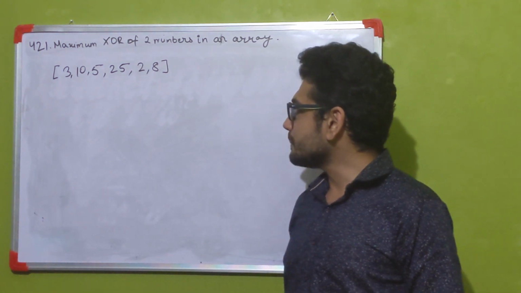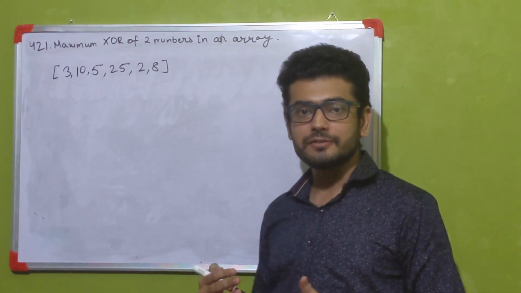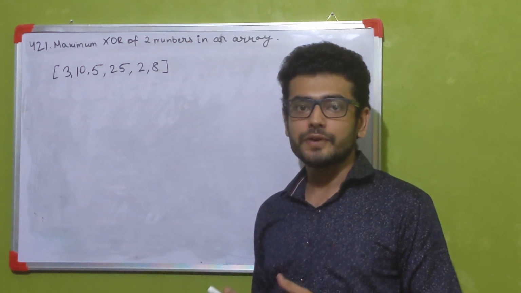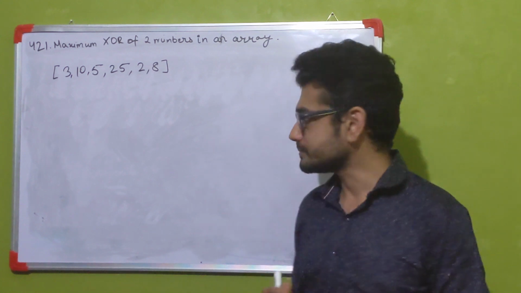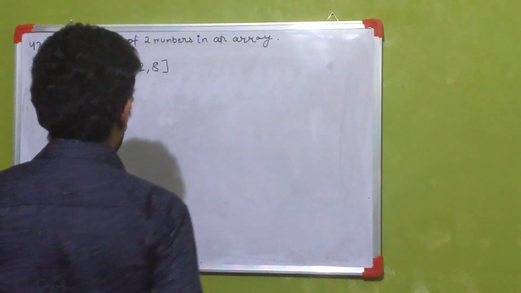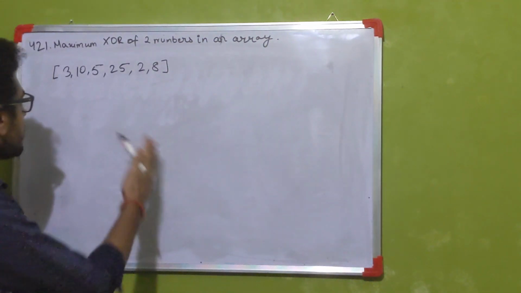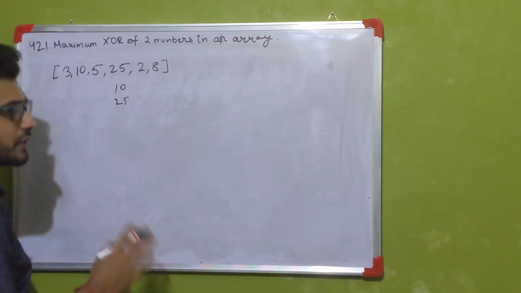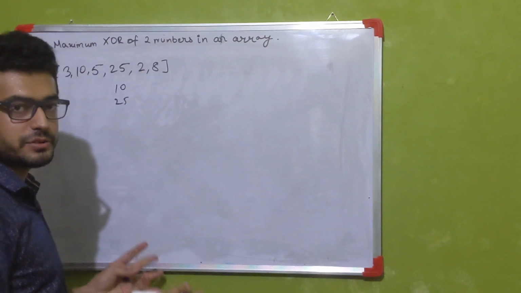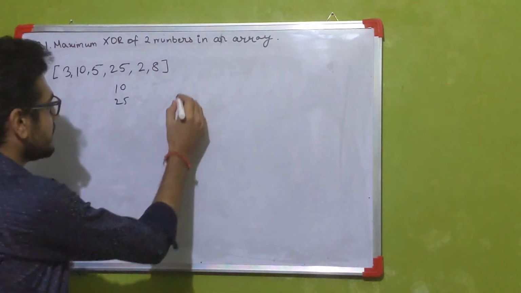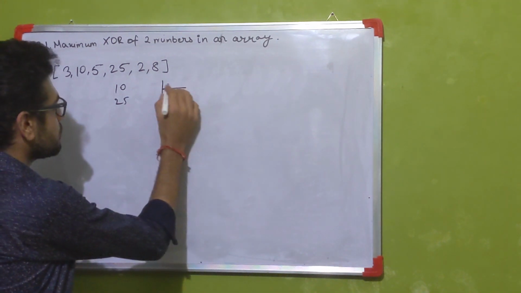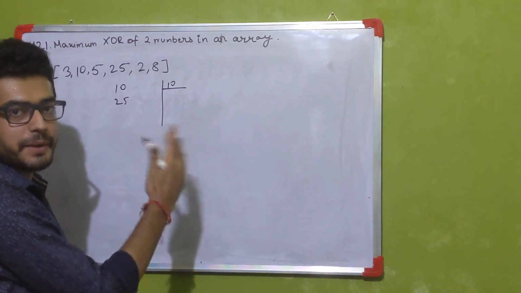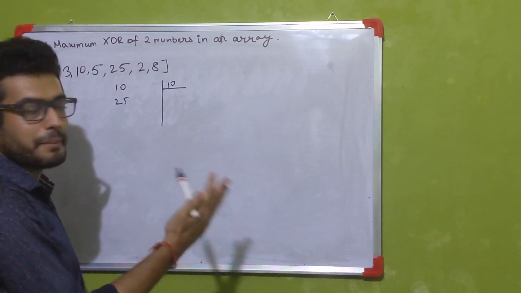Before we jump into the solution, let's first recap how we find the binary representation of a number and how we find the XOR of two numbers. Let's pick two numbers, say 10 and 25, and see how we calculate their XOR. Let's first find the binary representation. To do that, we repeatedly divide these numbers by 2 and take account of their remainders.